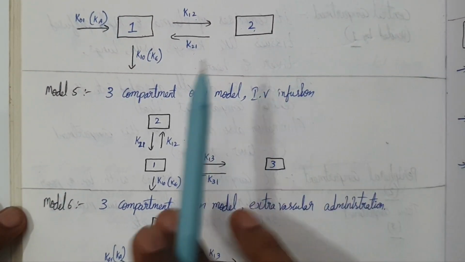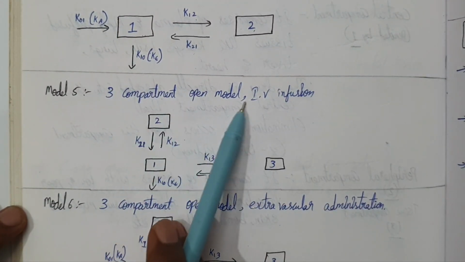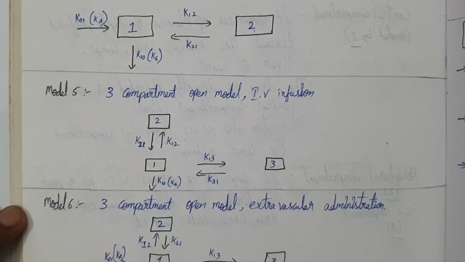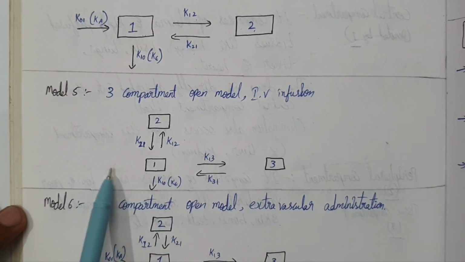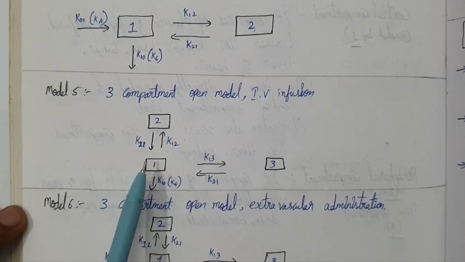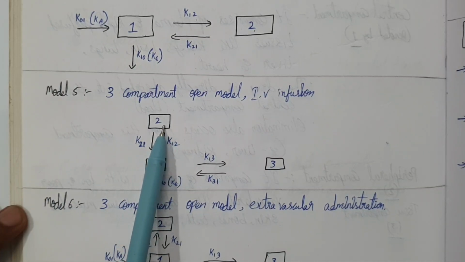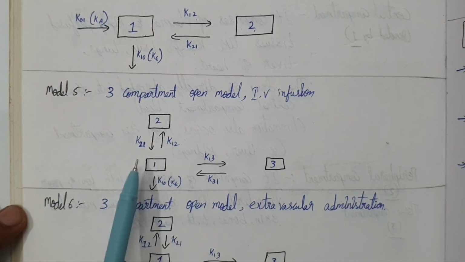Model number 5, we have the 3 compartment open model with IV infusion. Now here we have the 3 compartments. Our central compartment is compartment 1. As it is an IV infusion, no absorption will be there, so no Ka. From the central compartment, the drug goes into the second compartment, which is the peripheral compartment, then comes back.